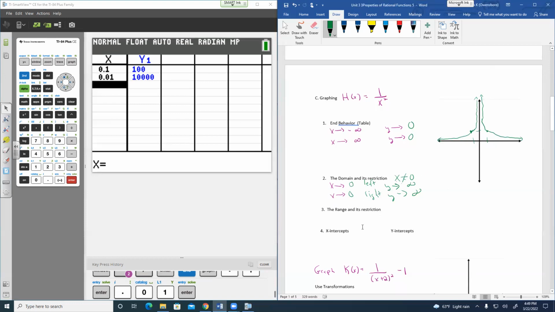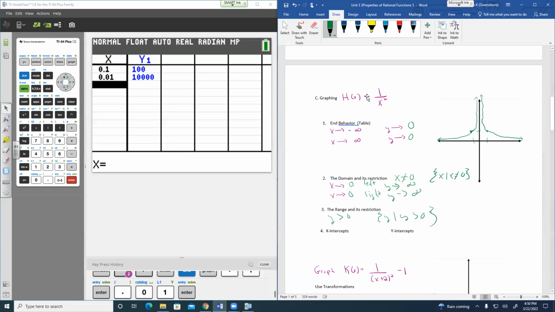X cannot equal 0. But if I look at the y values, the range and its restriction, notice this graph does not go below the x-axis. So that means as far as your range goes, your y's have to be greater than 0. So if I'm using set builder notation, I could say the set of y's such that y is greater than 0 would be the range restriction. If I'm doing the domain restriction, I'm picking up on this, the set of x's such that x cannot equal 0 if I'm using set builder notation.